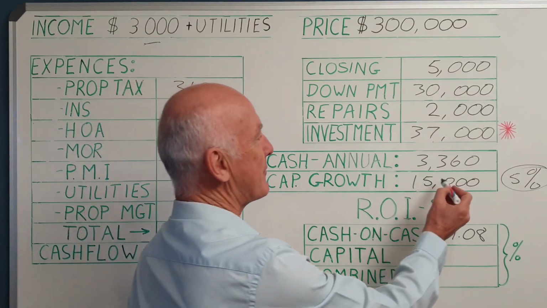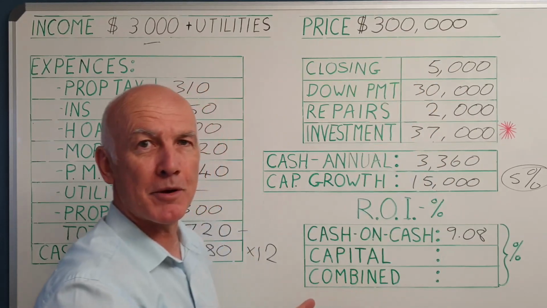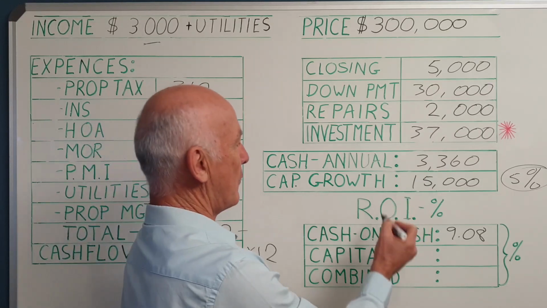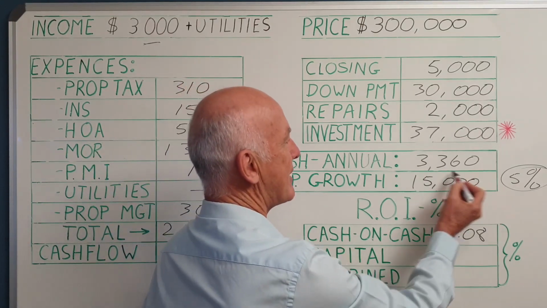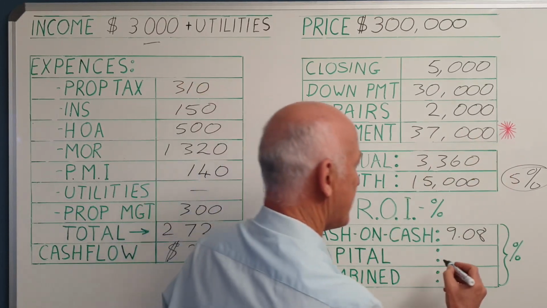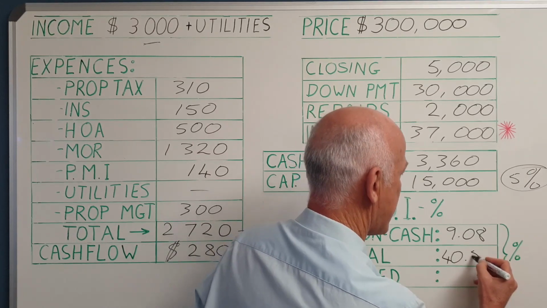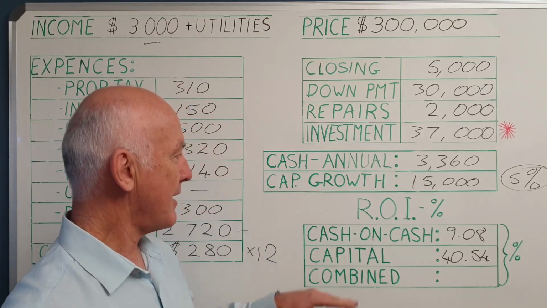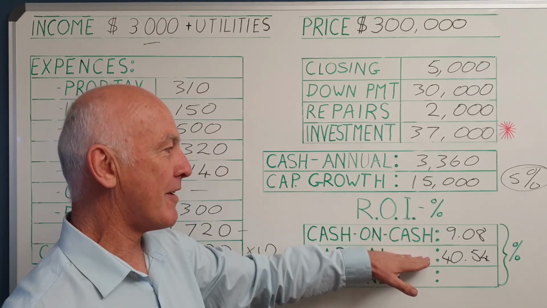So you don't say 15,000 divided by your purchase price. You would do that calculation if you paid cash for the property, but you didn't. You bought it with other people's money, of course. So your capital return on investment is actually 15,000 divided by 37,000, which comes to 40.54%. So your capital growth is 40.54%.